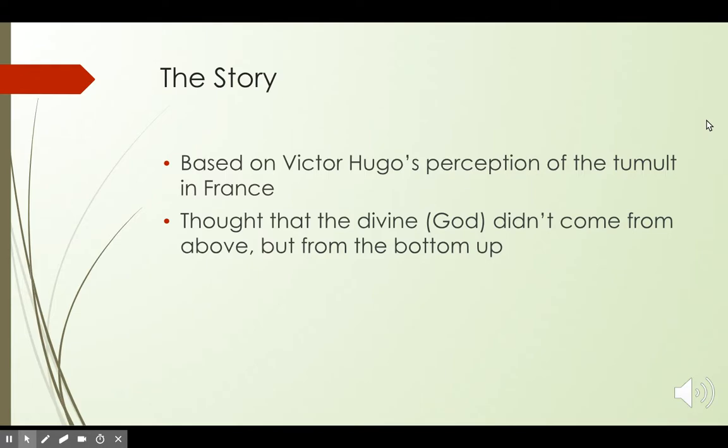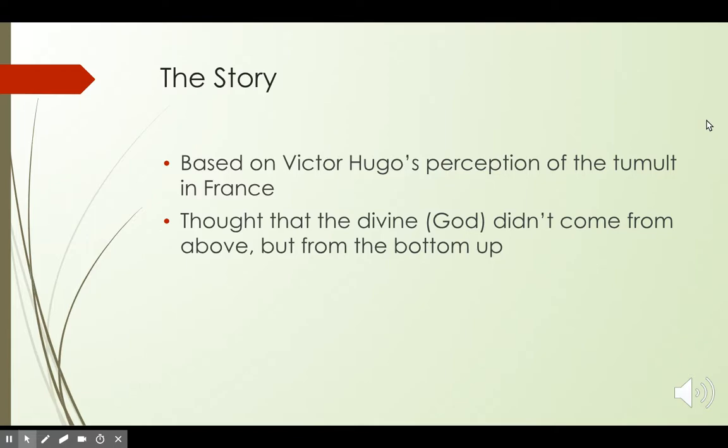Now, the history is a bit more complicated than what I just gave you, but this is really about the story, and so that's where our focus is going to be. So what's the story? It's based on Victor Hugo's perception of the tumult that was going on in France. That means that we are getting what Victor Hugo thinks was happening and how he felt about it. Here's the other thing that you need to know.